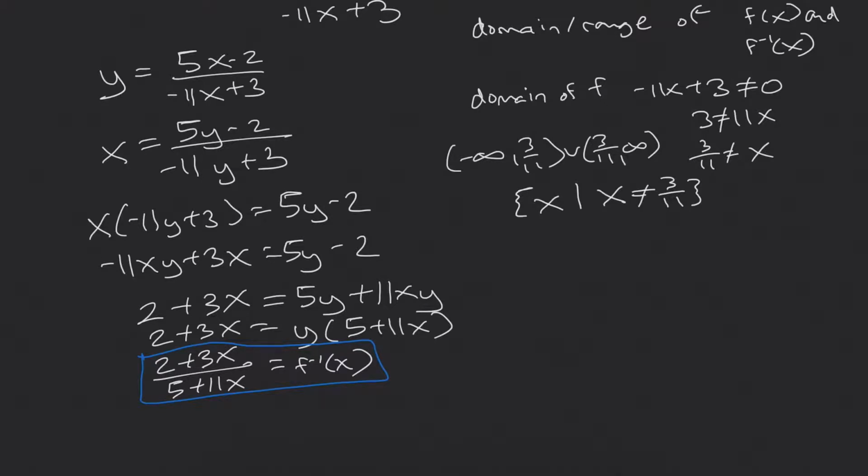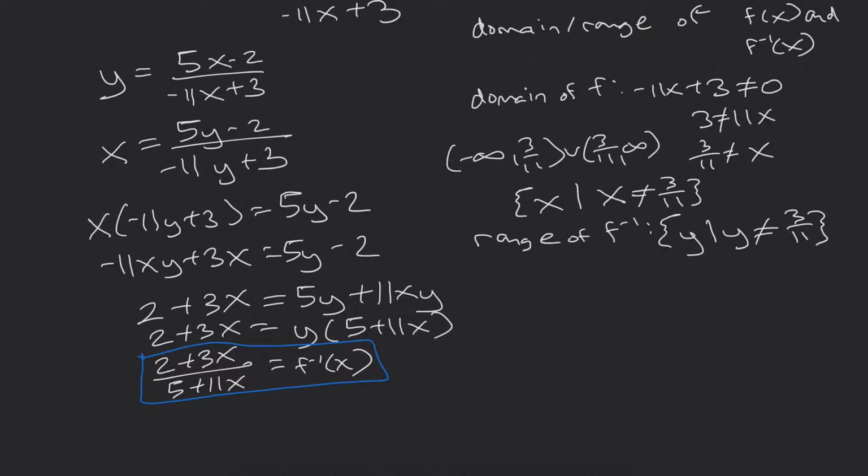But keep in mind, we also know that the domain of f is the exact same thing as the range of f inverse of x, and that was one of my questions here. The only thing you need to watch out for there, domain is x values, range is y values. So when I write this answer in set notation, I'm going to say y such that y is not equal to 3/11. So don't use x's there when you're talking about range.